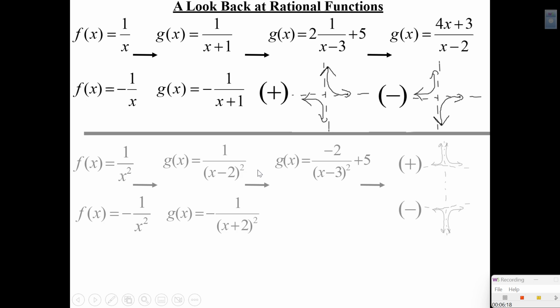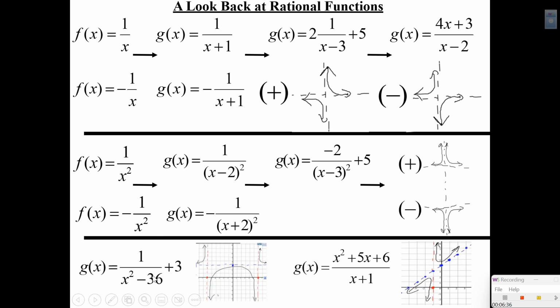From there, we went to the next set of rationals with the x squared on the denominator. If we follow all the different transformations, it looks like this in a positive. However, if we add a negative in front of it, it flips. There it is. At the end, we did some more transformations with quadratics, and it looks like this. Two different asymptotes for the verticals. This one with a slant asymptote.